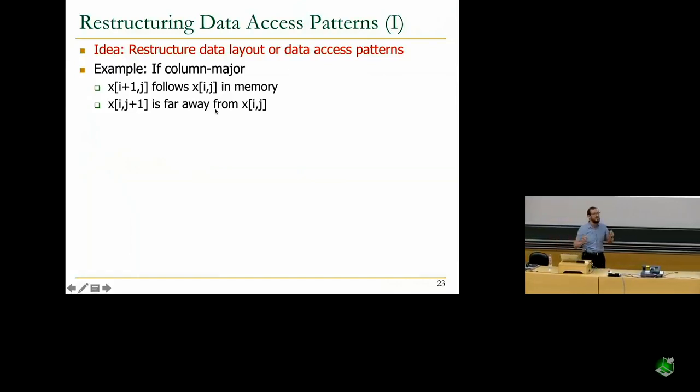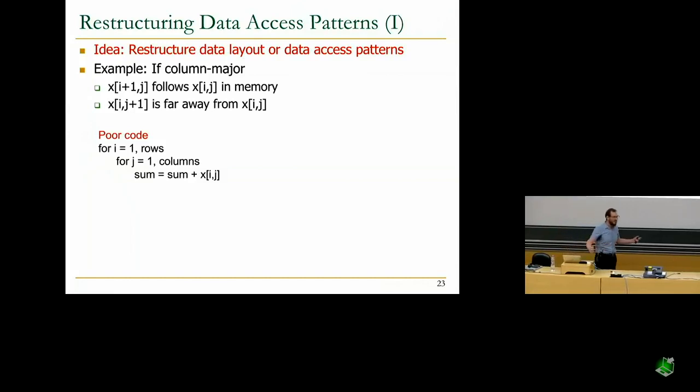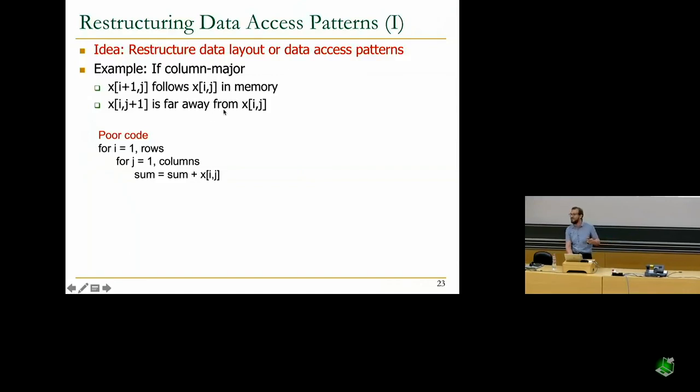Now, if you want to exploit spatial locality, and if you have a column major array, you never write this code. This is a bad idea. This is poor code. What's happening here is basically you're accessing the array in a row major manner, as opposed to column major manner. In the first iteration, you're accessing x[i][1]. In the next iteration, you're accessing x[i][2], x[i][3], x[i][4], and we already said that these are far away from each other.